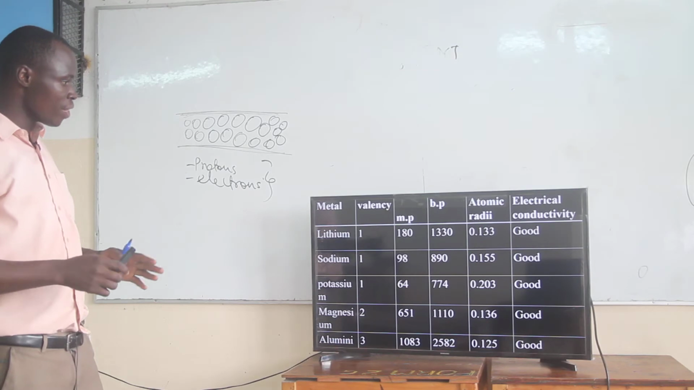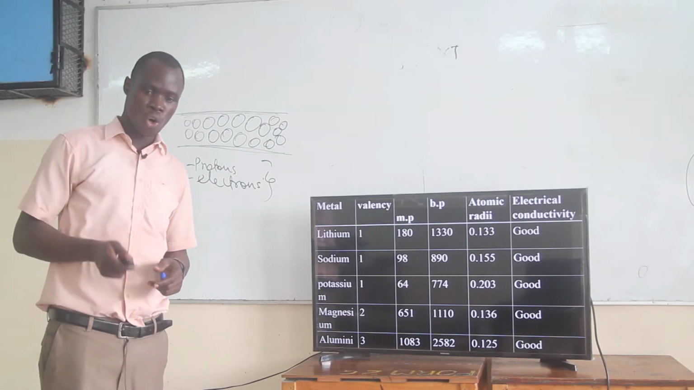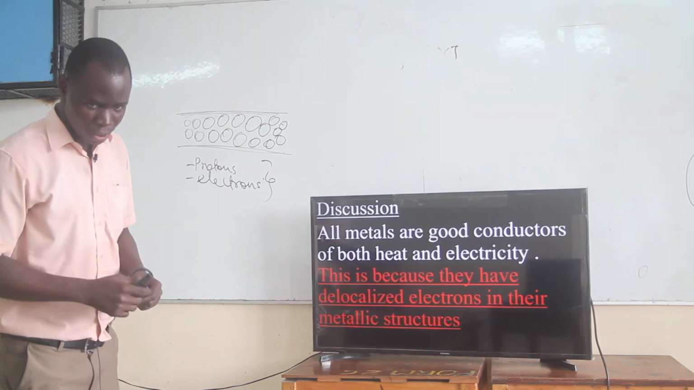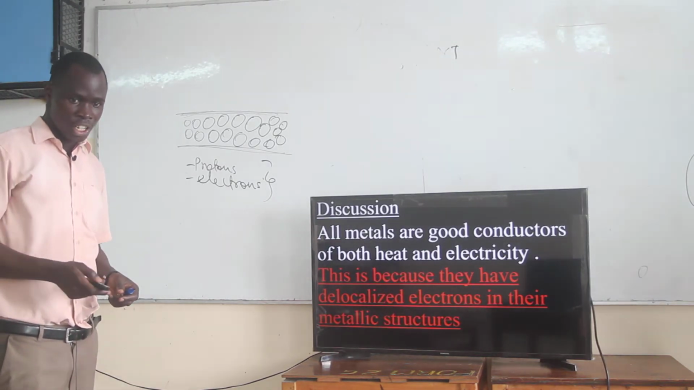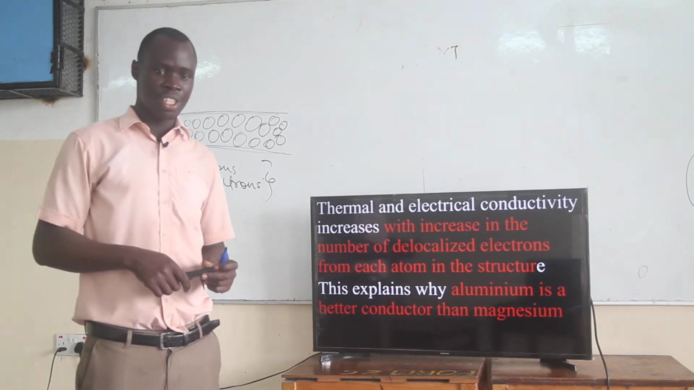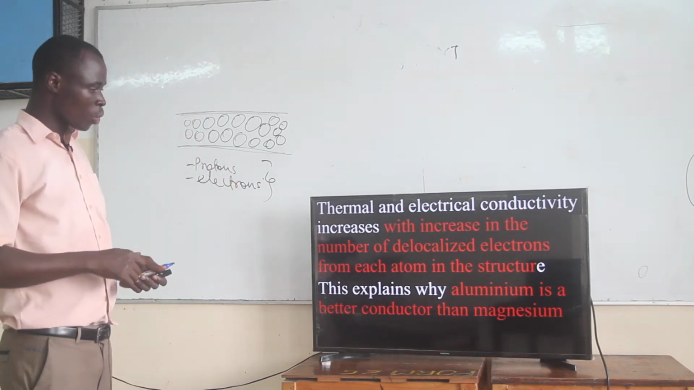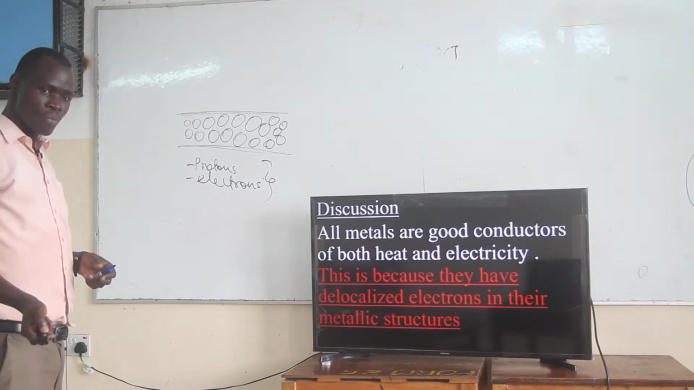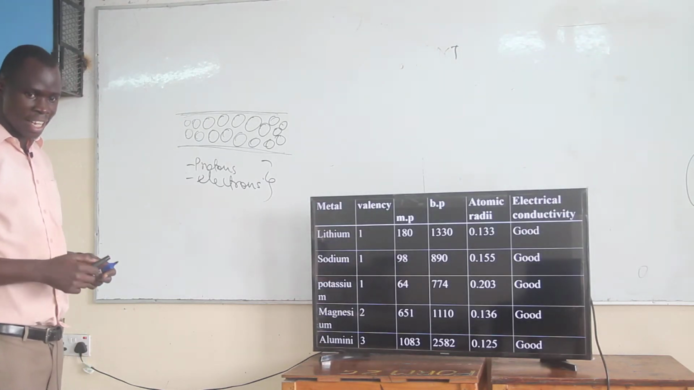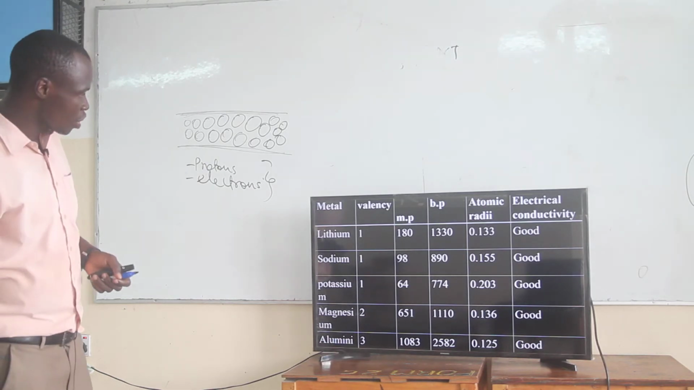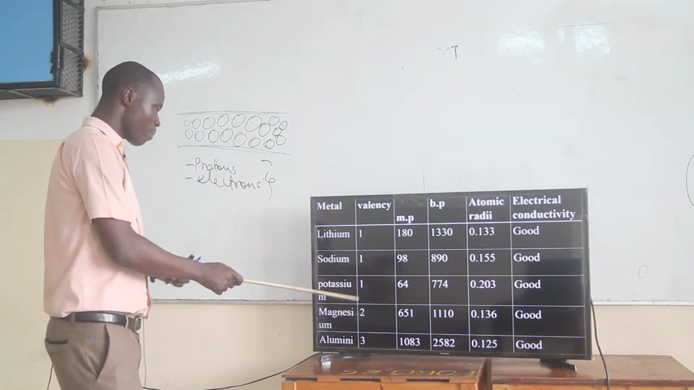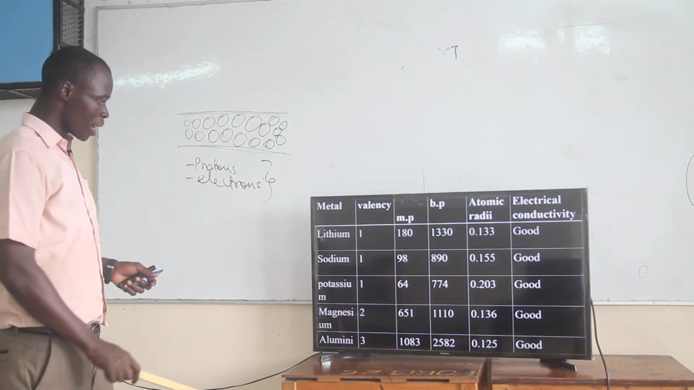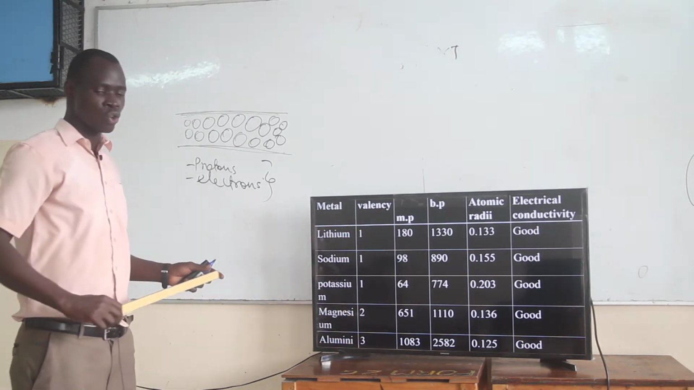And the reason why they are good conductors of electricity is because they have what we call delocalized electrons. Thermal conductivity and electrical conductivity also increase with the number of delocalized electrons within the structure. For example, if you look at lithium, sodium, and potassium, they all have 1 electron in the outermost energy level. Magnesium has 2, while aluminum has 3.